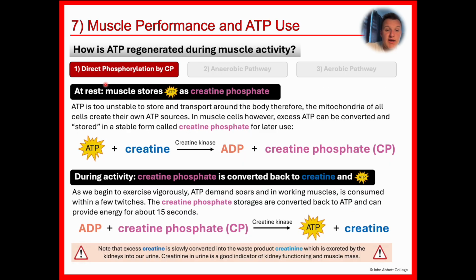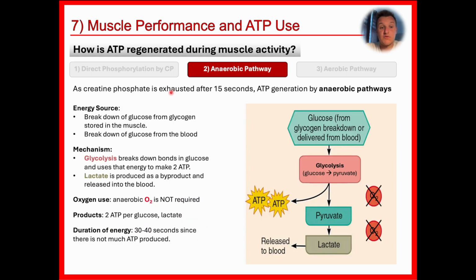So I want you to remember this direct phosphorylation by creatine phosphate happens in the first 15 seconds of a muscle contracting, right? Think of it now though. Right now, many of your muscles are contracting, you just don't know about it. Just because you're not flexing your biceps doesn't mean that your muscles aren't contracting, right? You have back muscles that are continuously contracting during the day, so this wouldn't be enough for those muscles. After 15 seconds of contraction, we need another source, right? So as creatine phosphate is exhausted after 15 seconds, ATP generation occurs by an anaerobic pathway.